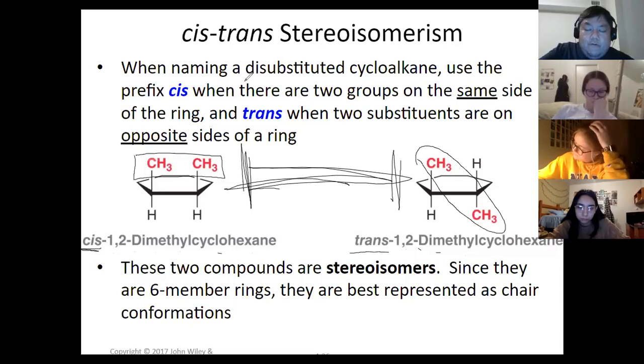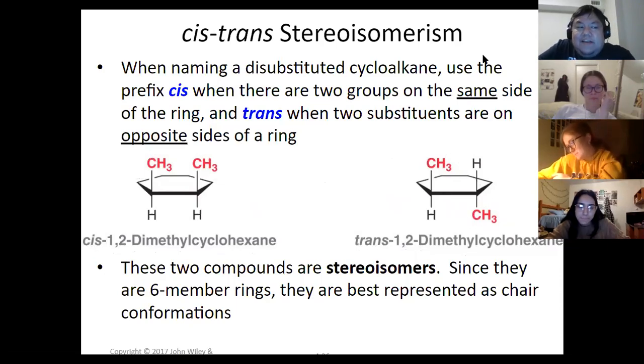If I had three groups on this ring, would I use cis or trans? Like if it was trisubstituted? No, you can only use cis and trans when it's disubstituted. So, isn't organic nomenclature fun? I know you guys love it.